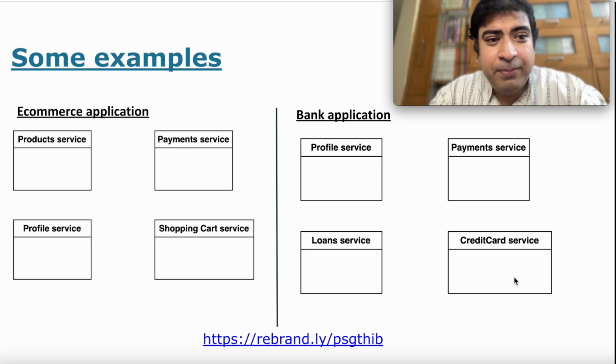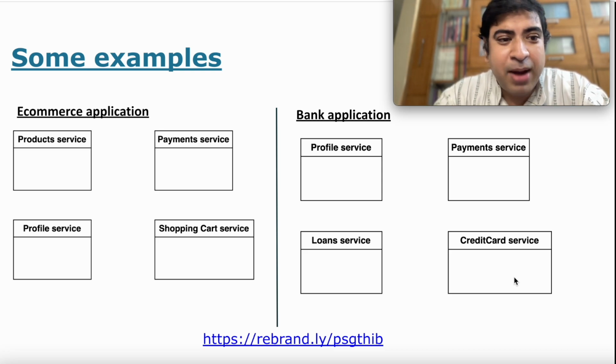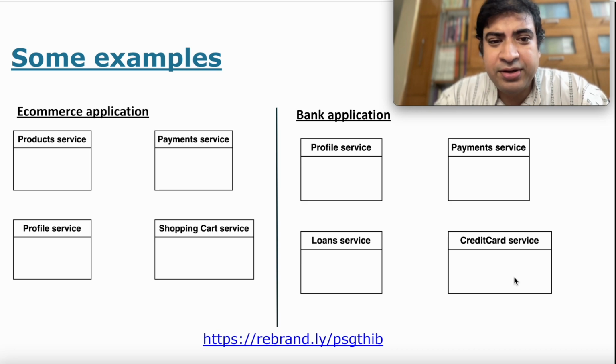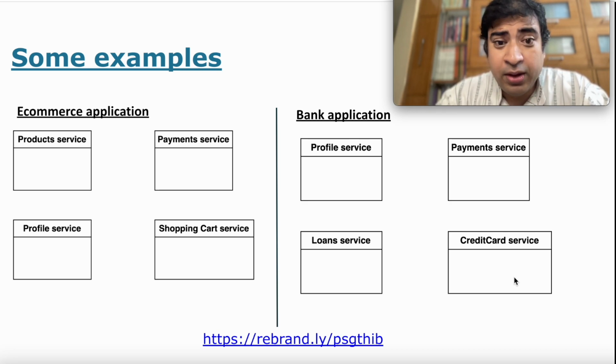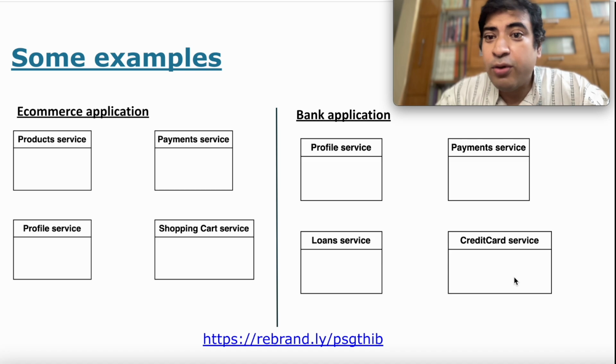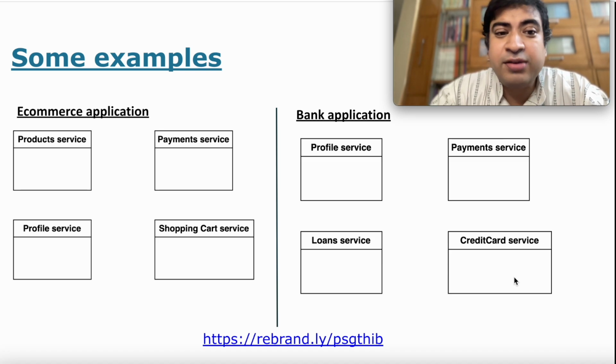Here is an example of how we can create microservices from two very popular application types. One is an e-commerce application that we use every day, maybe Amazon or any other, and another is a bank application. In previous years they used to be made up of monolithic structures, and now they are split into smaller modules. The smaller modules are known as microservices.